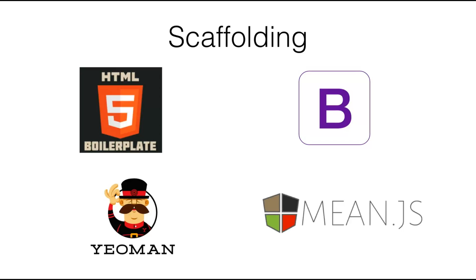HTML5 Boilerplate was one of the early scaffolds that were available, where you generate what you call the blank page. Basically it included all the libraries. It set everything up for you so you can start working on your app. Yeoman actually looks really interesting. I haven't used it, but it has generators for most single page app frameworks.